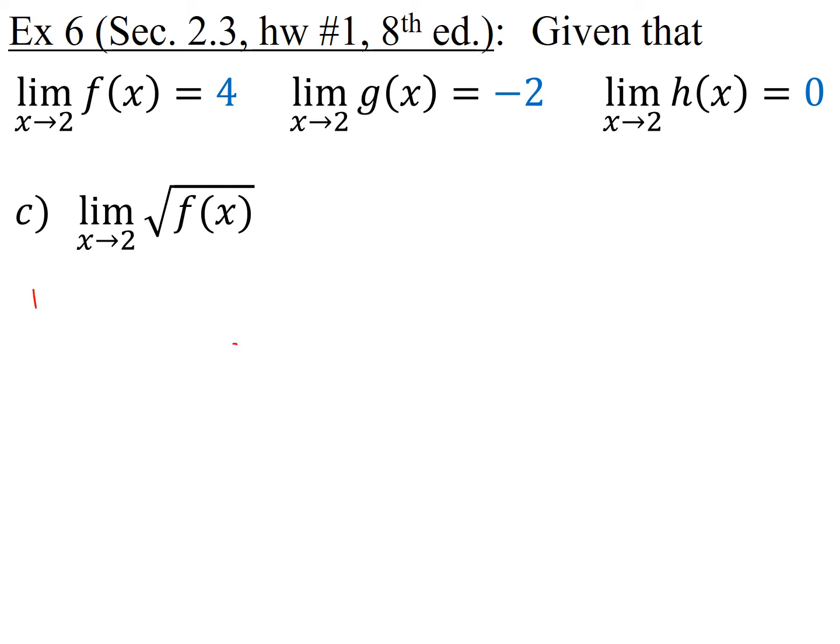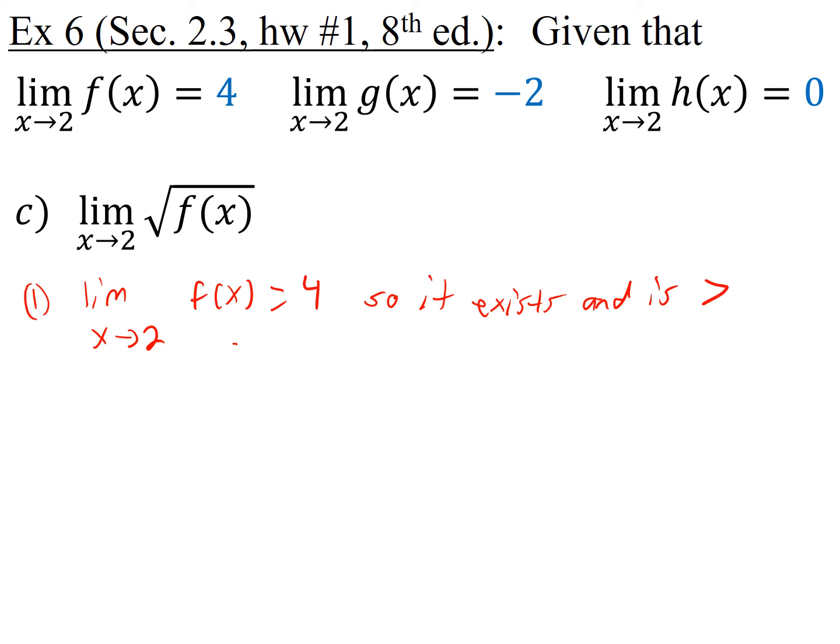So first thing you do is you write down just the limit of the inside. Limit as x goes to 2 of just the inside. It's 4. So it exists, and is greater than 0. So please make sure you put the greater than 0 part. Because if it's not greater than 0, you can't put it inside of an even root.